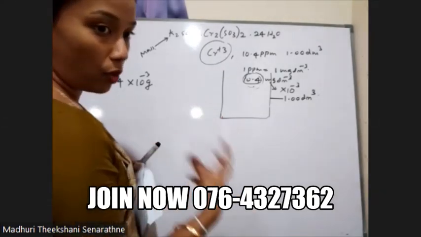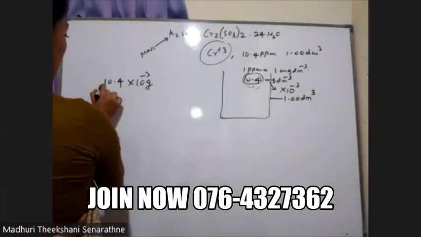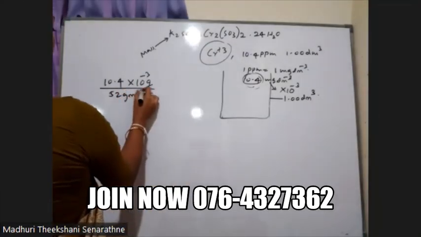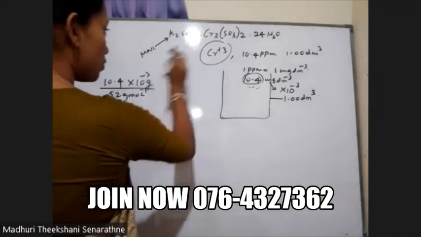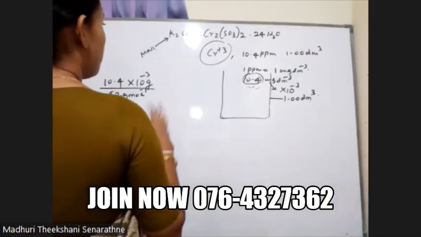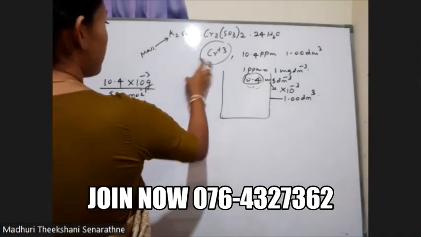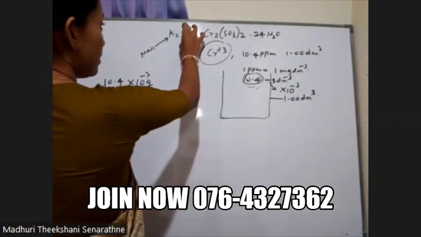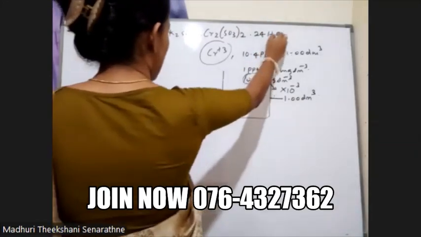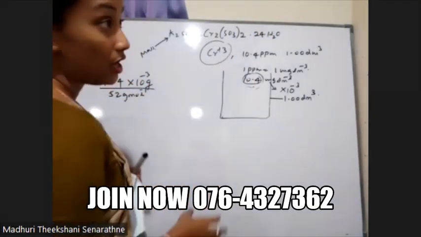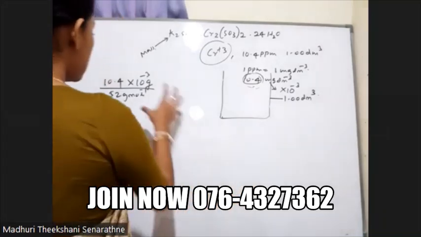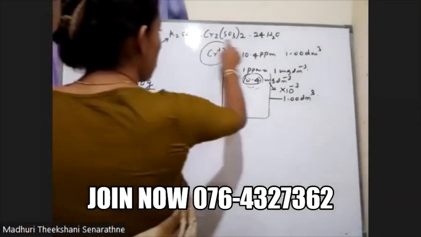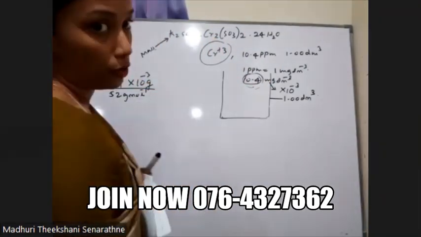For calculating the number of moles of Cr3+ ions, we have to divide the mass by its molar mass, which is 52. Then we have calculated the number of moles of Cr3+ ions. Now we have to compare the number of moles of the chromium ions with this one, and after calculating the number of moles of the whole compound, we can calculate the mass. Initially, we have calculated the Cr3+ moles. You can see in 1 mole of compound there are 2 moles of chromium ions.